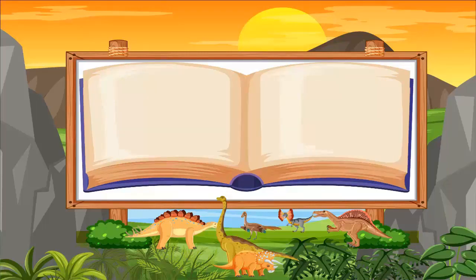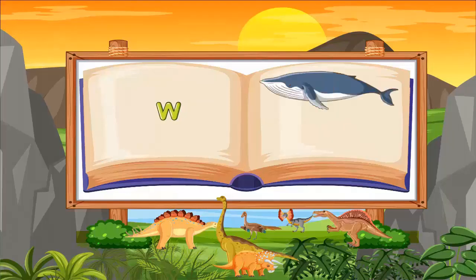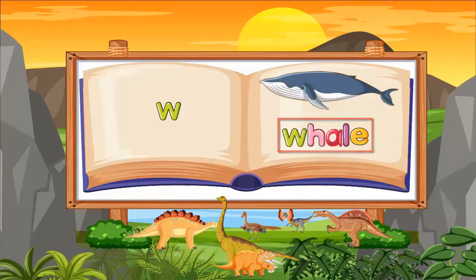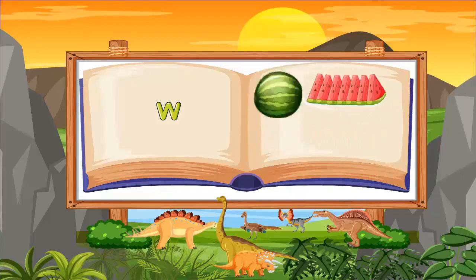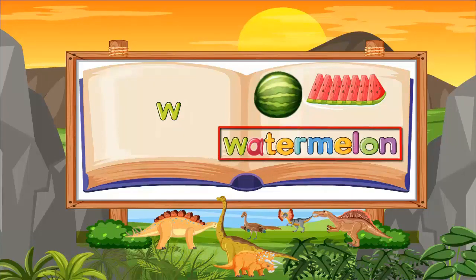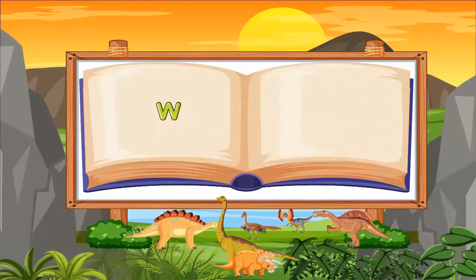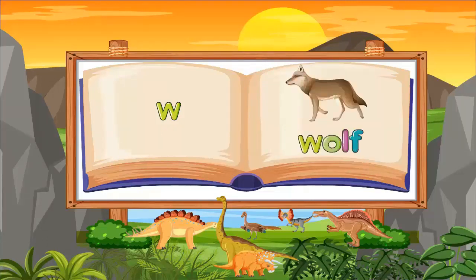We are going to learn words starting with the letter W. W for whale, W H A L E, whale. W for watermelon, W A T E R M E L O N, watermelon. W for wolf, W O L F, wolf.